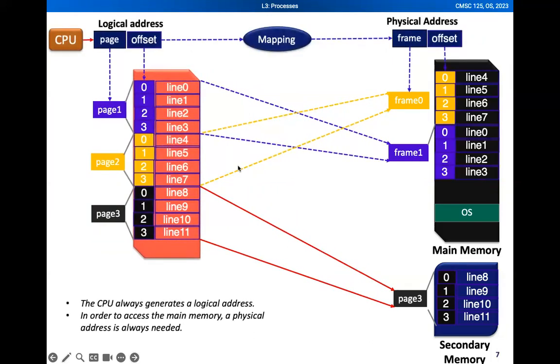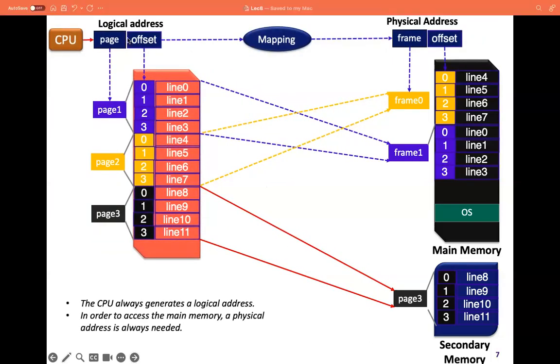Okay, so now how do we implement this exactly? What we need is a logical address and a physical address. The logical address is generated by the CPU, and it contains the page and the offset.